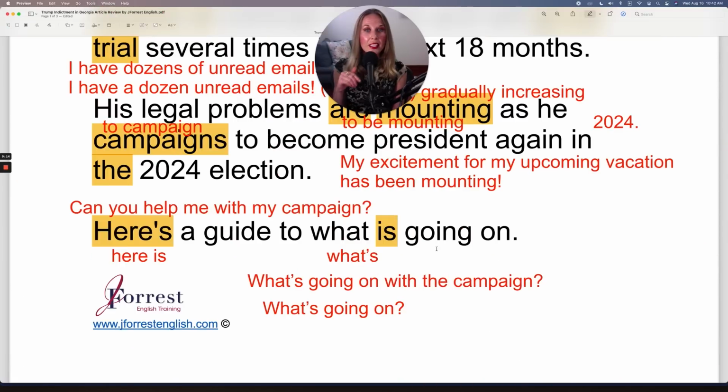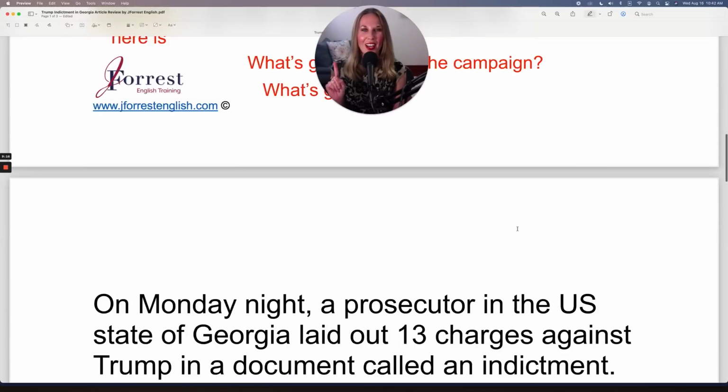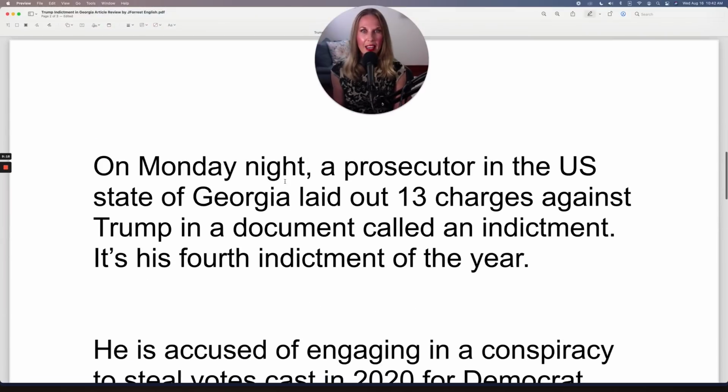Now let's find out what's going on. On Monday night, a prosecutor in the U.S. state of Georgia, so Georgia is a state, it's in southern U.S., the capital is Atlanta, Georgia. In the U.S. state of Georgia, laid out 13 charges against Trump in a document called an indictment.